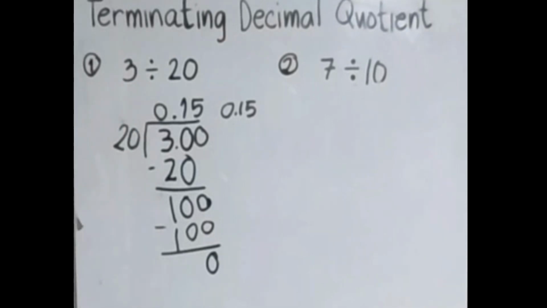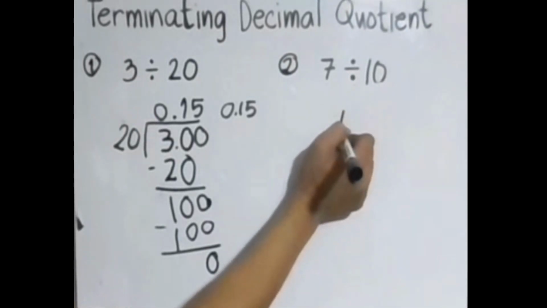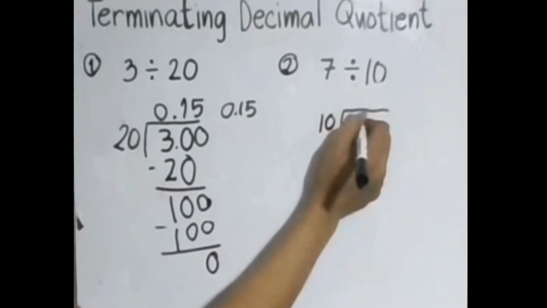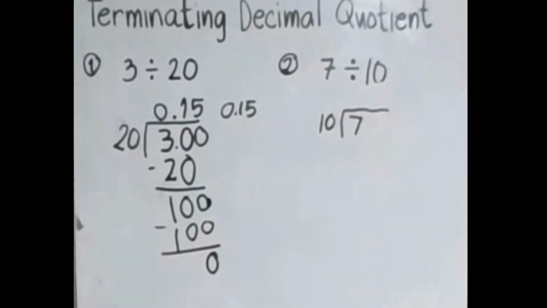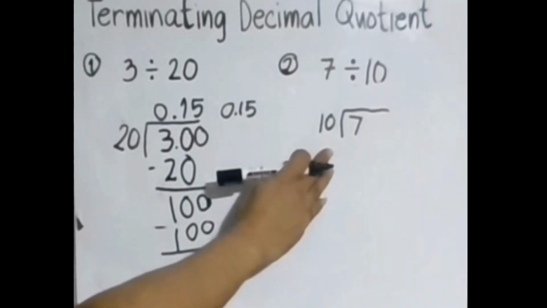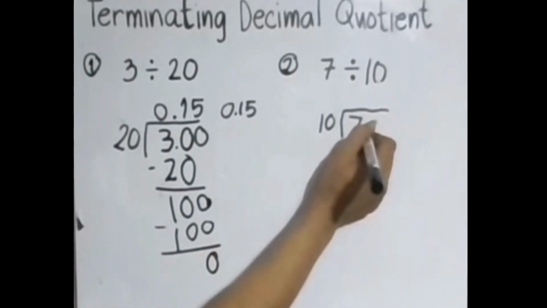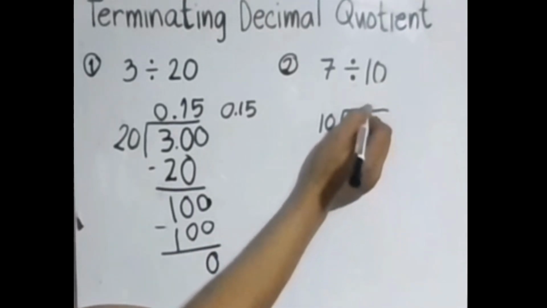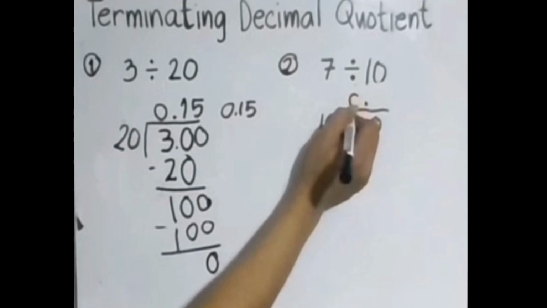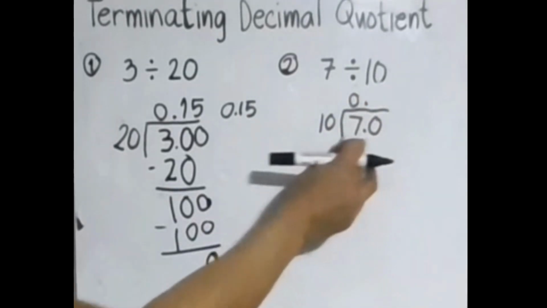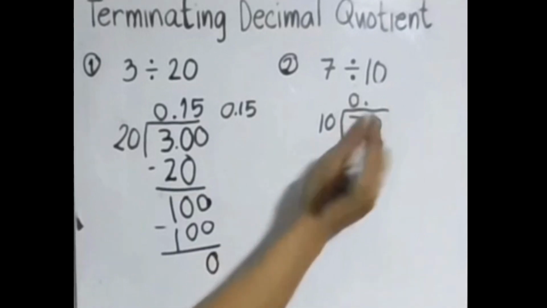Let us have number 2. We have 7 divided by 10. So again, since our dividend is smaller than our divisor, we need to put a decimal point and add 0. So again, kopyahin na agad sa taas yung decimal point at lagyan ng 0 sa unahan. Then let us divide. 70 divided by 10 is equals to 7.